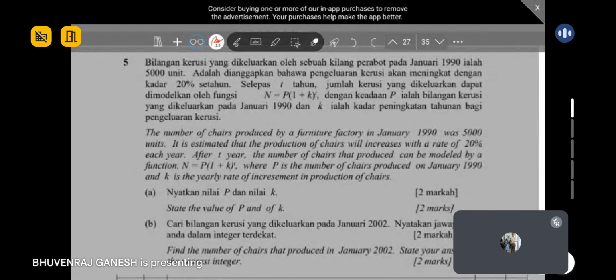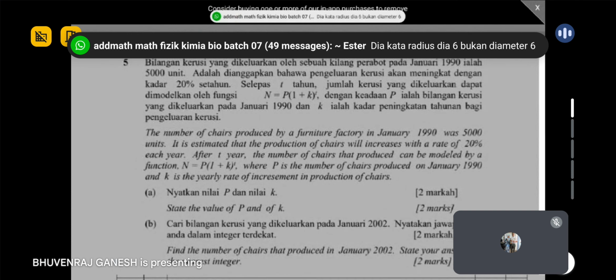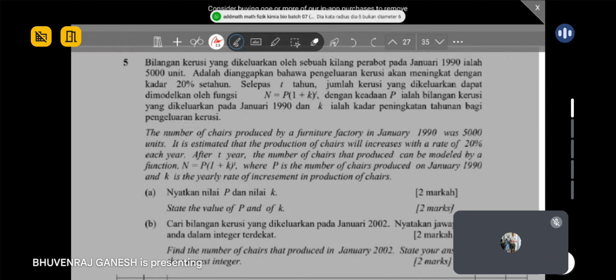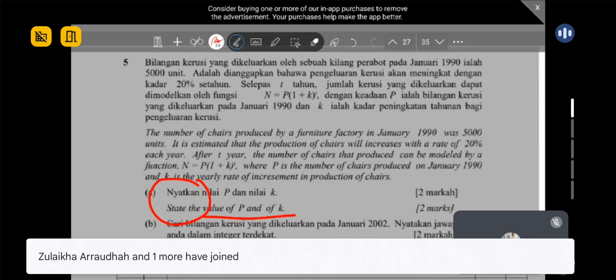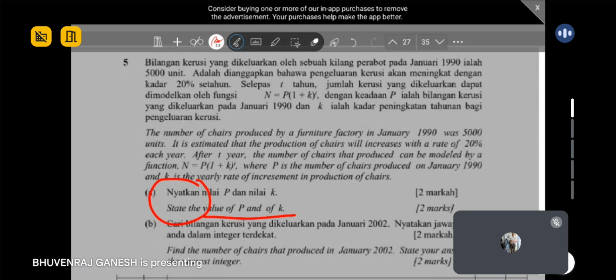So for this one is another type of question. They can ask you under mathematical modeling, pemodelan matematik. So this one is more on calculation. Lebih kepada pengiraan. They ask you guys, state the value of P and K. Nyatakan. State means no jalan kira. There is no working over here. So terus baca soalan, bagi tahu saya nilai. P equal to what? K equal to what? Cuba.